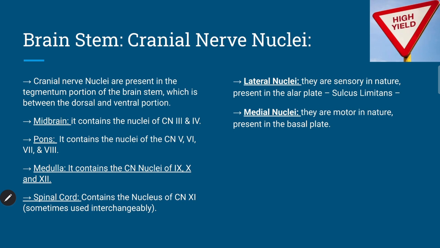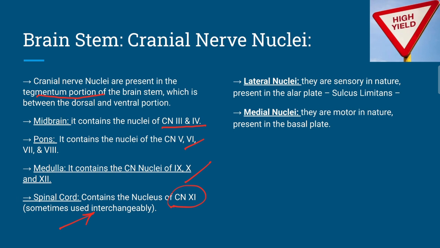Moving on, cranial nerve nuclei are present in the tegmentum portion of the brainstem, which is between the dorsal and the ventral portion. So in the midbrain, as we saw on the previous slide, we have cranial nerves 3 and 4. On the pons, we have 5, 6, 7, and 8. And in the medulla, we have 9, 10, 11, and 12. The spinal cord actually contains the nucleus of cranial nerve number 11. So sometimes this is used interchangeably, but it is a cranial nerve whose nucleus is present in the spinal cord.